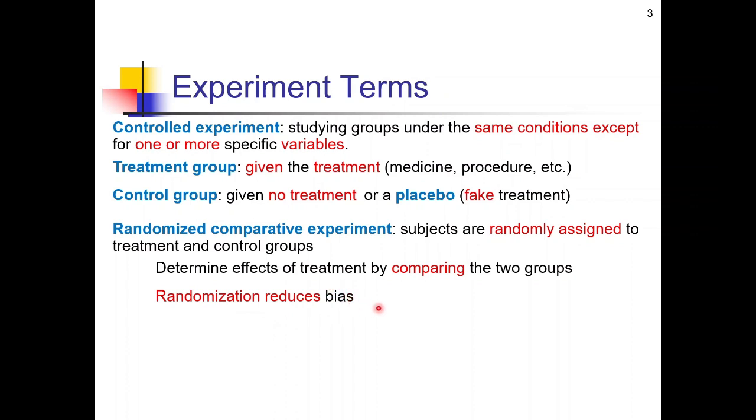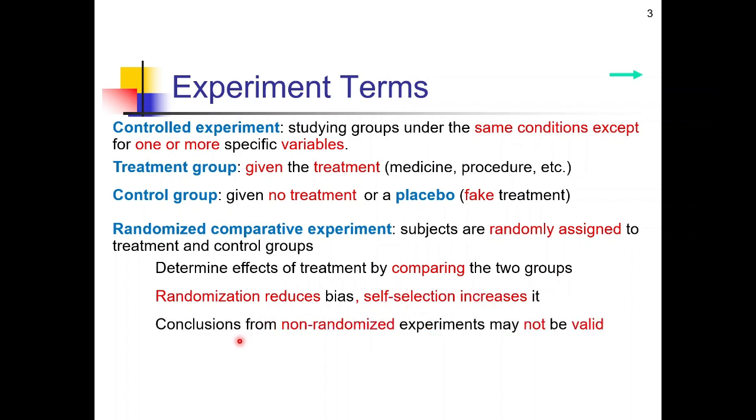On the other hand, if you just let people choose which groups they go into, self-selection of this kind increases opportunities for bias. And we might be introducing other variables that we were not accounting for if we're letting people self-select. For this reason, conclusions that you reach from a non-randomized, more self-selected experiment may not be valid. They're not necessarily invalid, but they have a higher bar that they have to pass to be considered valid. So when we are assessing the validity of an experiment, randomization versus self-selection is definitely at the top of the list of things that we look for.